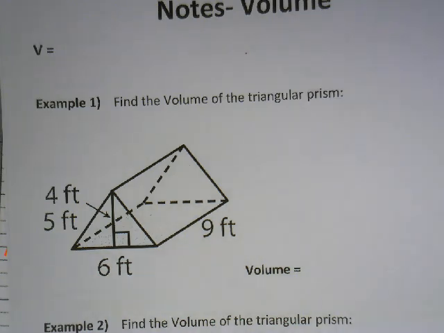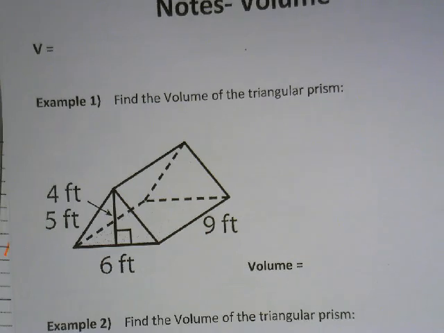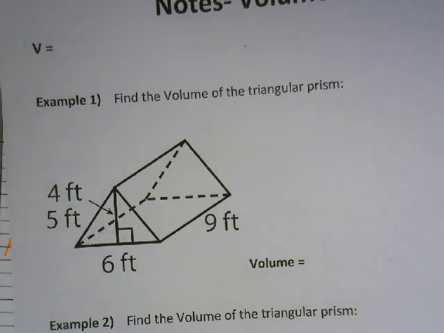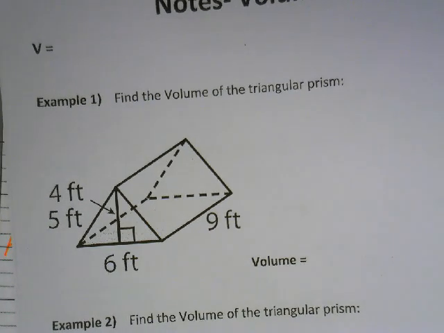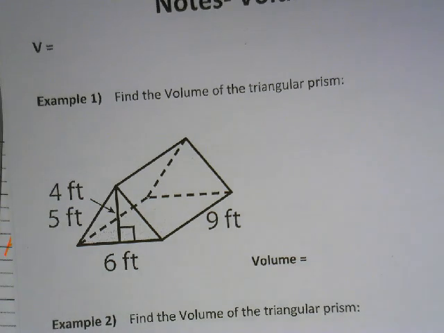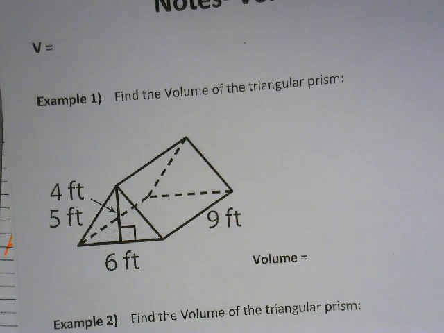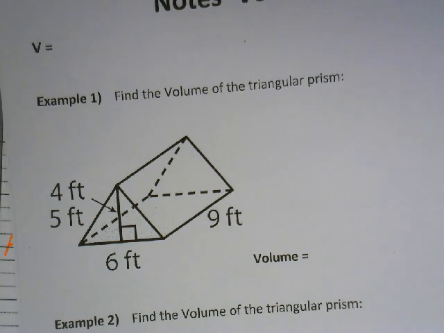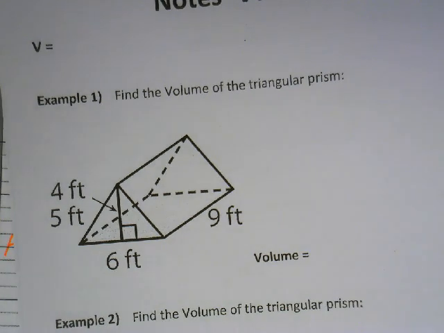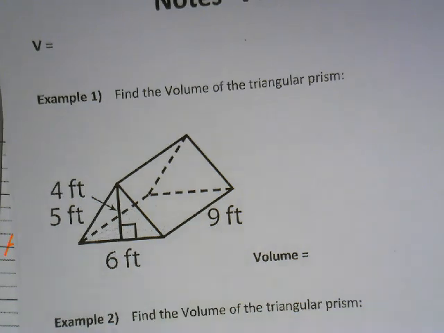Okay, page 4. I'm not sure if you did triangular prisms in 6th grade. What is the formula for the volume of a triangular prism? Base times height times length divided by 2, or base times height times width divided by 2. Okay, so how do I find the area of a triangle?